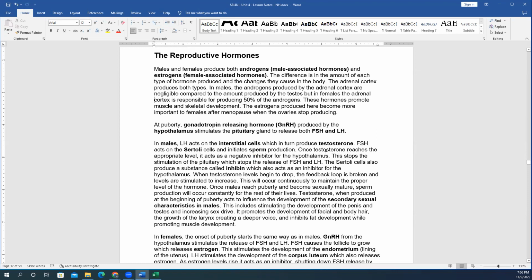And once testosterone levels reach a certain target level, this acts as a negative inhibitor and signals the hypothalamus to slow down the release of gonadotropin-releasing hormone and stop stimulating the pituitary gland.